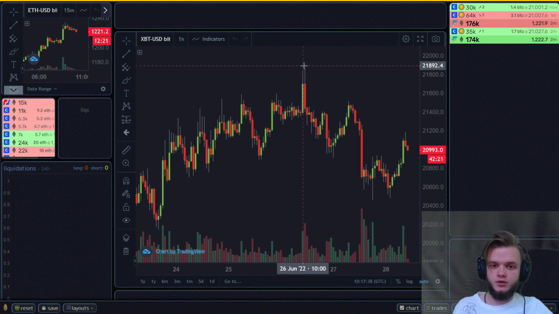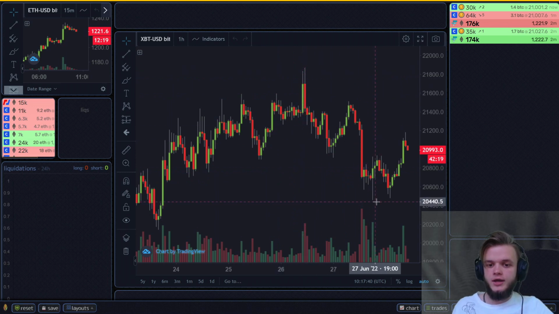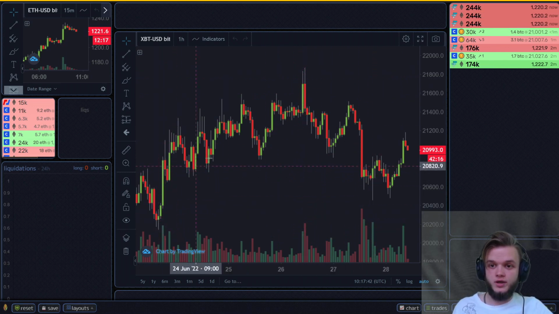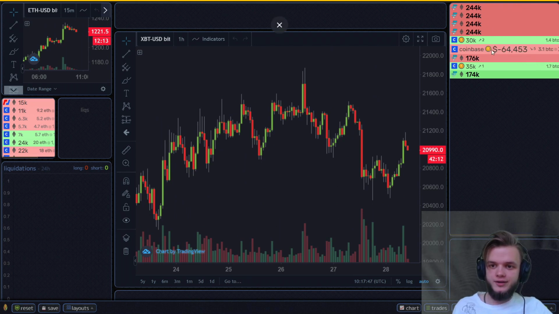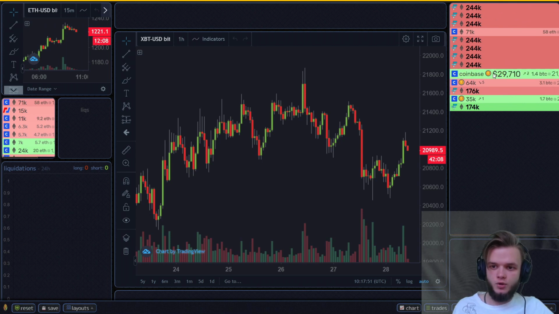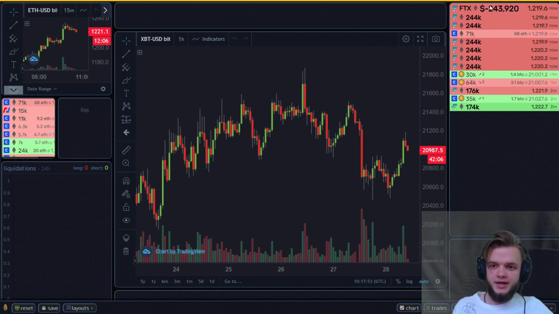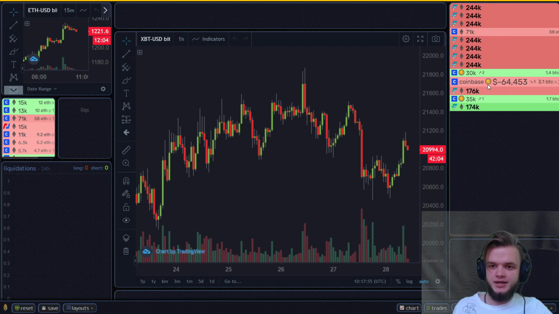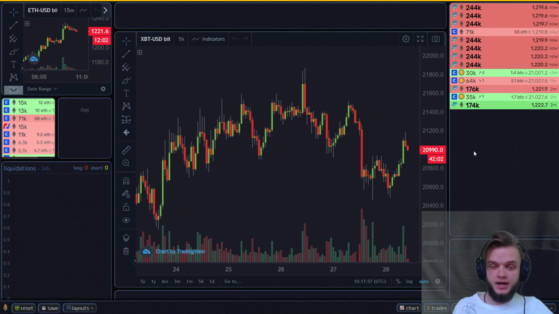Like if we got a lot of long liquidations, we are going down. If we have a lot of short liquidations, we are going up. And in here we can see all the liquidations in real time, right now, what is going on on the main exchanges: FTX, Coinbase, Binance, whatever.